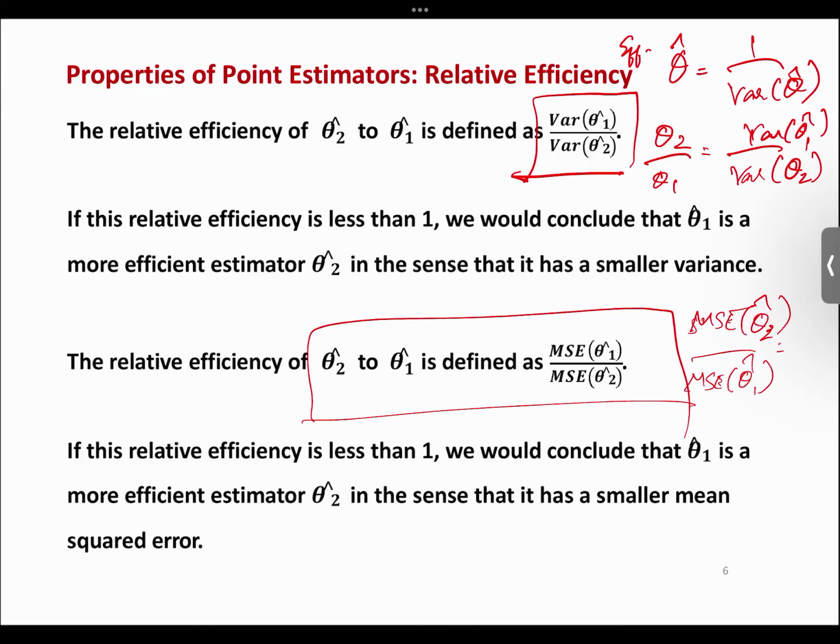Sorry, I'm doing it the wrong way. The relative efficiency of theta 2 hat by theta 1 hat is, so this is inversely proportional, sorry. MSE has to be low for efficiency to be high. So this is MSE of theta 1 hat by MSE of theta 2 hat.